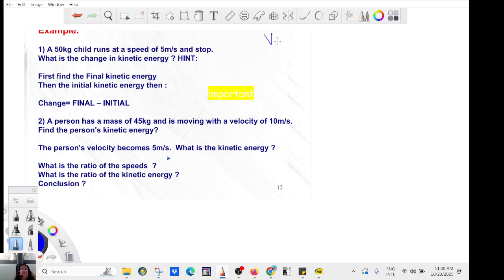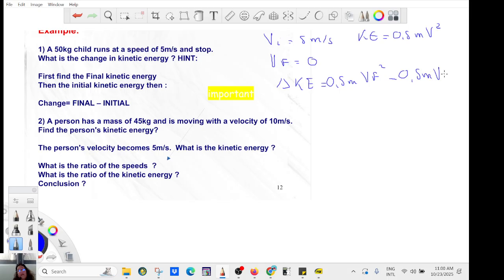So you see here, initial speed is 5 meters per second. Final speed is 0. What's going to be the change in kinetic energy? Kinetic energy is one half m v squared. So the change, I'm going to break it down. It's the final minus the initial. That's very easy. So 0.5 times the mass, final minus initial. So you can factor out. Final is 0.